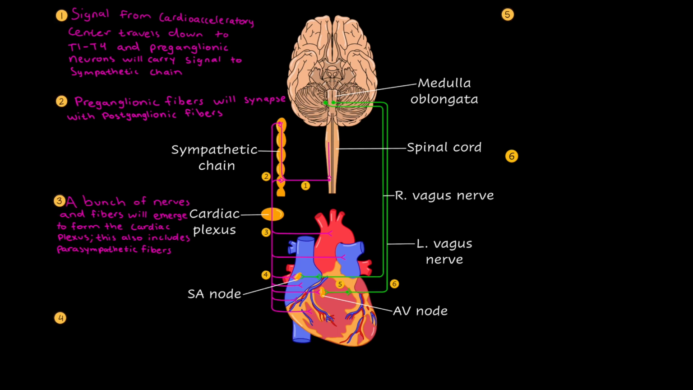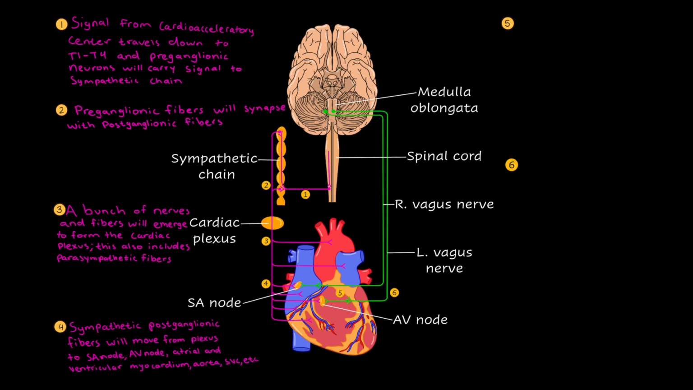Now, once those postganglionic neurons, as well as a bunch of other neurons, emerge together, they will form the cardiac plexus, which includes parasympathetic fibers. But for this pathway, our sympathetic postganglionic fibers will move through the plexus and enter the SA node, AV node, atrial and ventricular myocardium, aorta, and other structures.